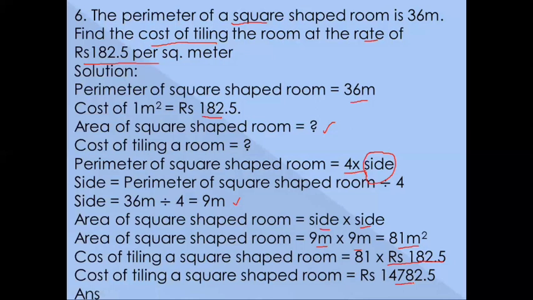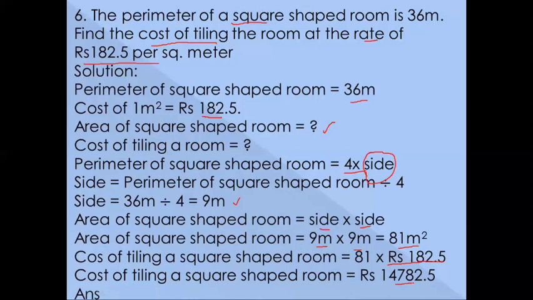Okay, this was the complete procedure. The perimeter of the square shaped room is 36 meter, and that is given to find the measure of one side. Find the cost of tiling the room at the rate of rupees 182.5 per square meter. This value will be used after finding the area of a square. The area of a square is side by side, 9 times 9 is 81, and then we multiply by the value of 1 square meter, 182.5.